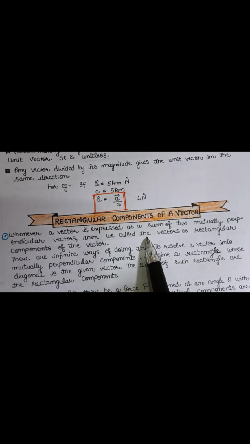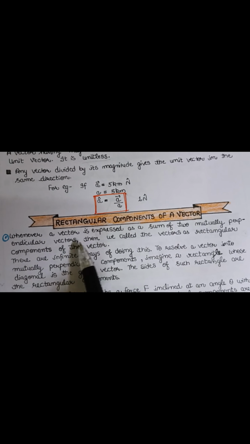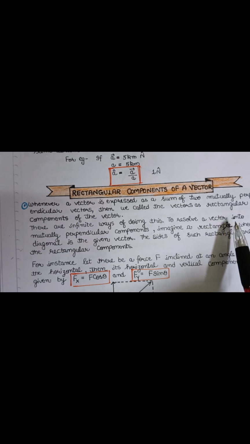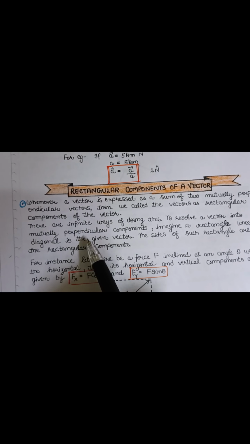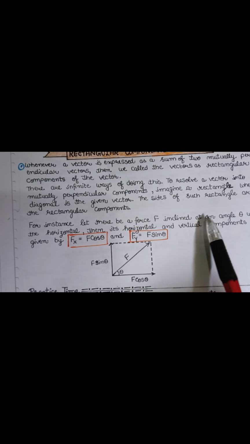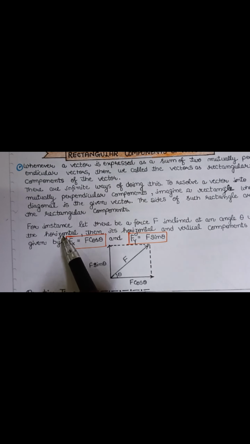Rectangular components of a vector. Whenever a vector is expressed as a sum of two mutually perpendicular vectors, then we call the vectors rectangular components of the vector. There are infinite ways of doing this to resolve a vector into mutually perpendicular components. Imagine a rectangle whose diagonal is the given vector. The sides of such a rectangle are the rectangular components. For instance, let there be a force F inclined at an angle theta with the horizontal.